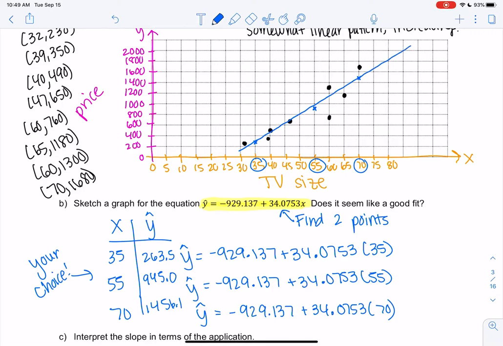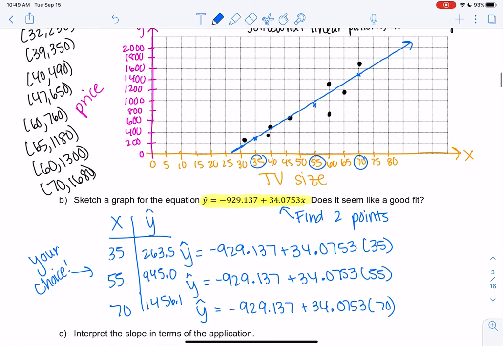So it doesn't fit the points perfectly, but it kind of fits the points, right? So does it seem like a good fit? I would say yes. It doesn't fit the points perfectly, but in general, it's fitting the pattern. It follows the pattern pretty well.